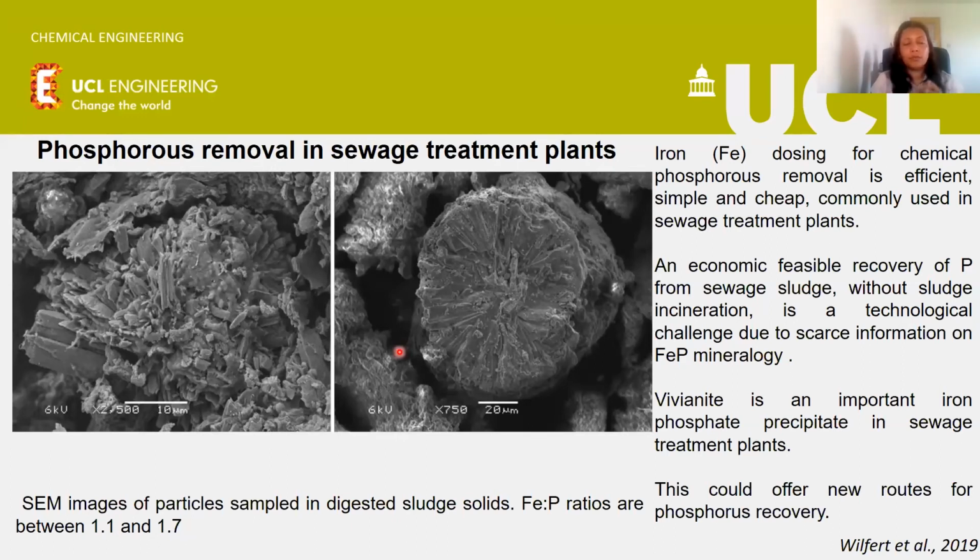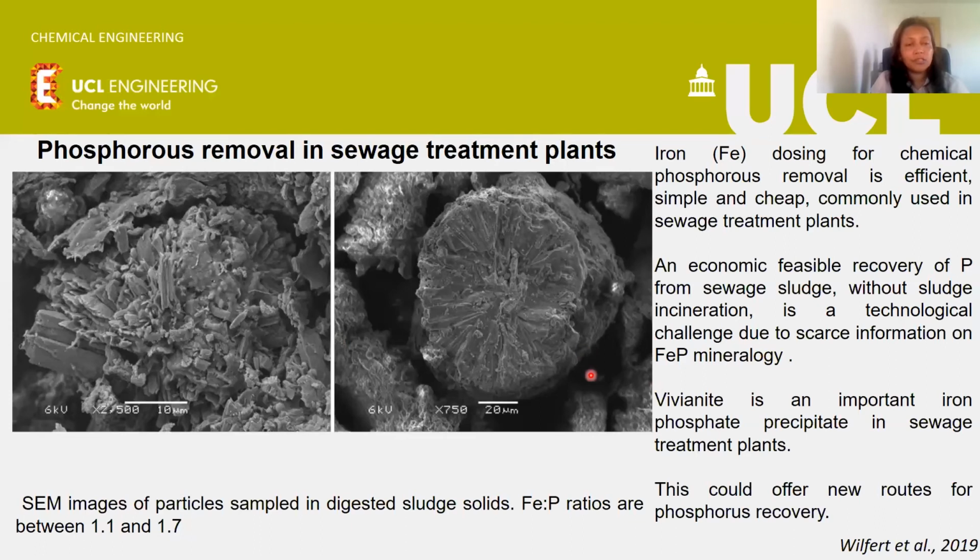But what was not understood well previously was the solids that are forming with the phosphorus. So what researchers have been able to find out using very detailed images is that they form compounds like vivianite. This is an iron phosphorus compound. Why iron? Because iron is used for dosing for phosphorus removal.